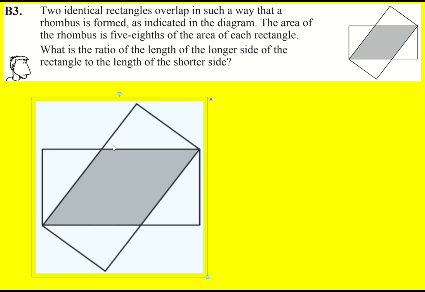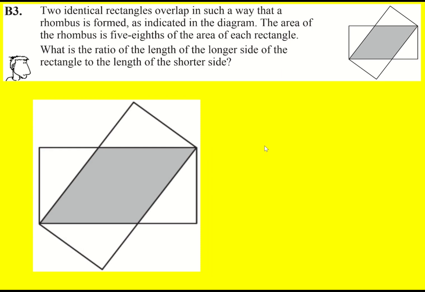We have two rectangles overlapping and creating a rhombus in the middle, and we're told that the area of this rhombus is 5/8 of the area of each rectangle. And we're asked for the ratio of the length of the longer side of the rectangle to the length of the shorter side. So let's get these down.